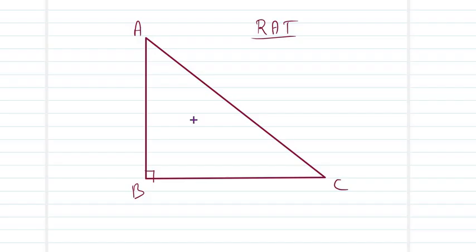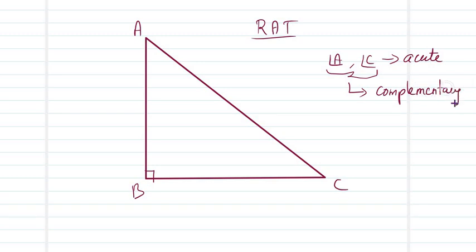Let us see some specialities of right angle triangles. We have got one right angle as angle B, and angle A and angle C are acute angles. And not only are angle A and angle C acute angles, they are also complementary angles. So what are complementary angles? When we have 2 angles whose sum is equal to 90 degrees, they are called complementary angles. For example, 20 degrees plus 70 degrees gives us 90 degrees. So 20 and 70 are called complementary angles.